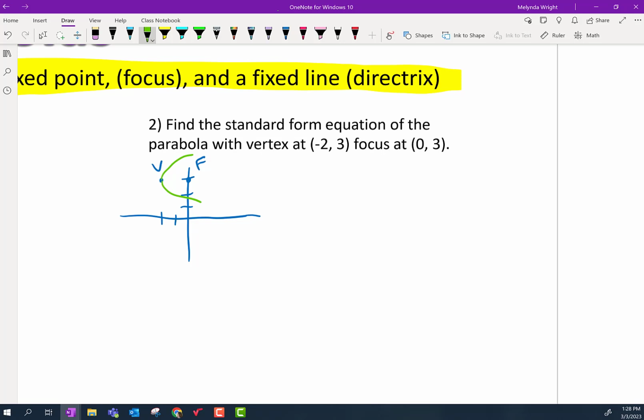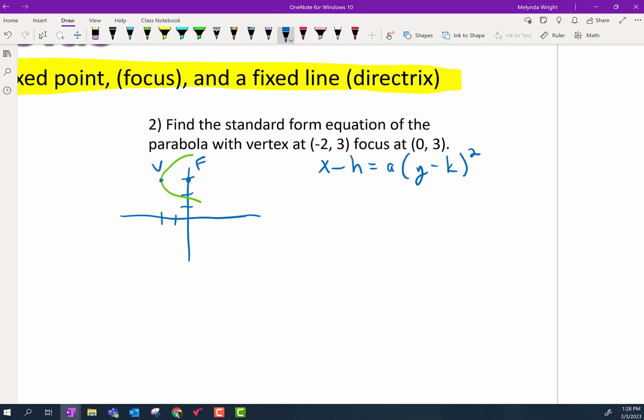So this is actually a right opening parabola. So I'm going to copy down the formula. This is the formula that is up there that's going to be given to you. I'm just going to copy it down. Again, you don't have to memorize the formula. You just need to know what everything is.